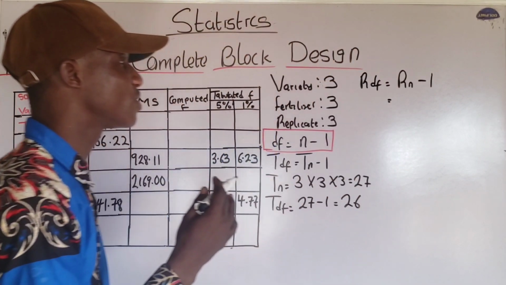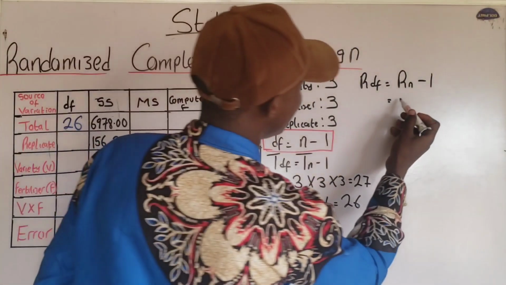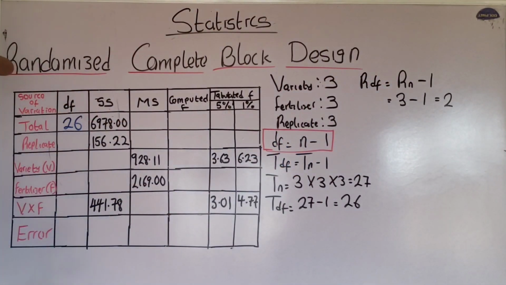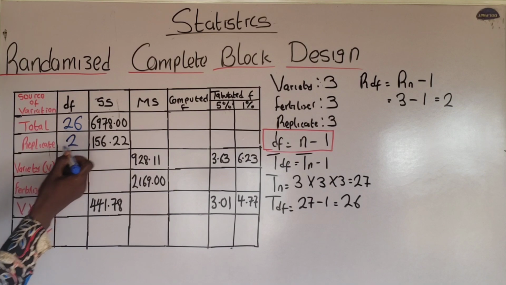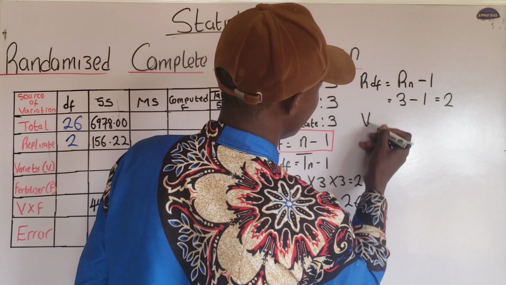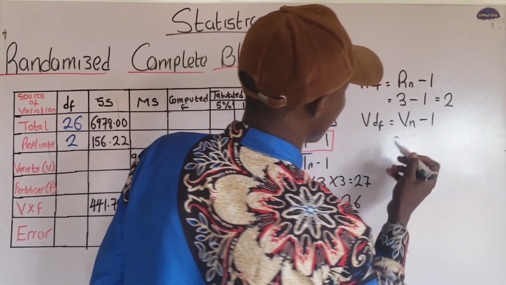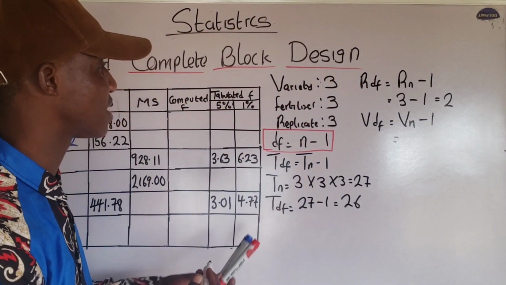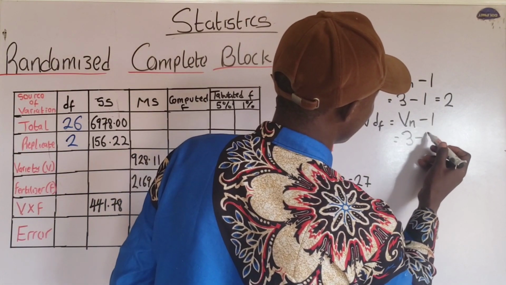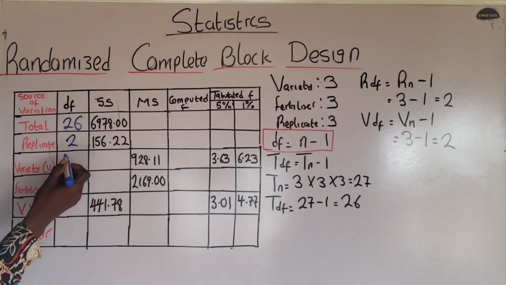So replicate degree of freedom is the total number of replicates that we have, which is 3. So we are going to have 3 minus 1, which is 2. Okay? So the value for these cells is 2. Now let's talk about the variety. The variety degree of freedom, VDF, is equal to the number of varieties that we have minus 1. How many varieties do we have in this experimental design? We have 3. So I'm going to have 3 minus 1 as well. 3 minus 1 is equal to 2. So the value of these cells is 2.